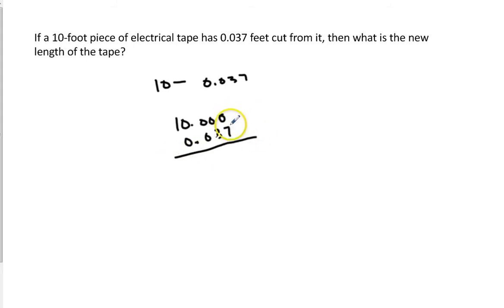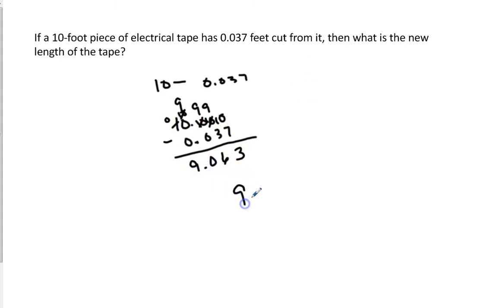In order for me to subtract, I cannot take 7 from 0, so I have to come all the way over here and borrow. This becomes a 0, this becomes a 10. Borrow from my 10 makes it a 9, makes this 10. Borrow makes it a 9, makes this 10. Now I can subtract. 10 minus 7 is 3. 9 minus 3 is 6. 9 minus 0 is 9. 9 minus 0 is 9, and my decimal drops right in.